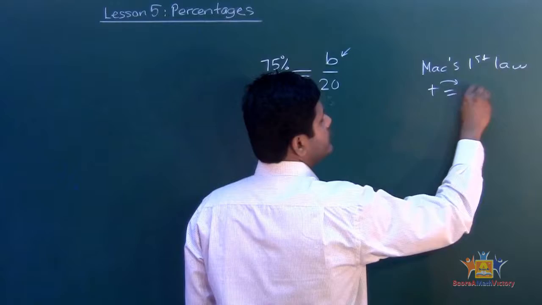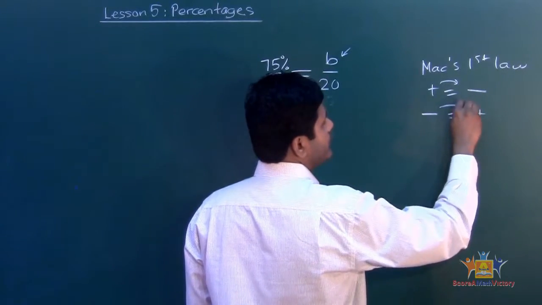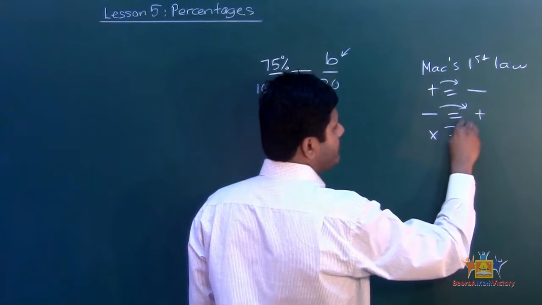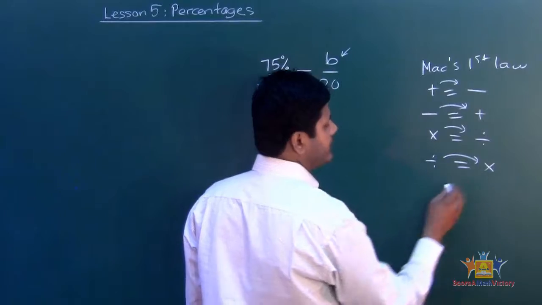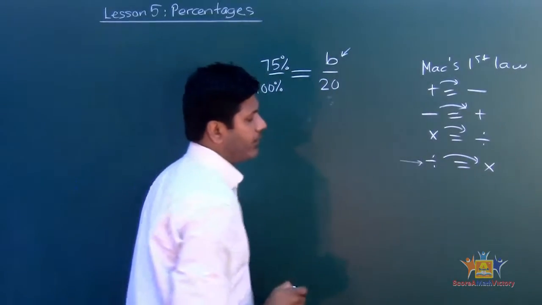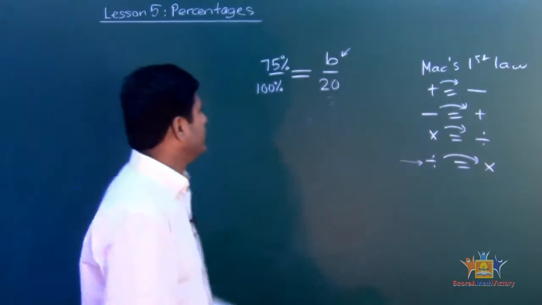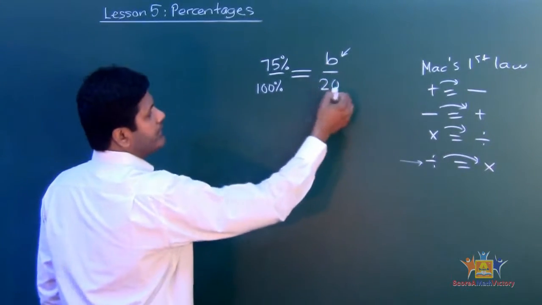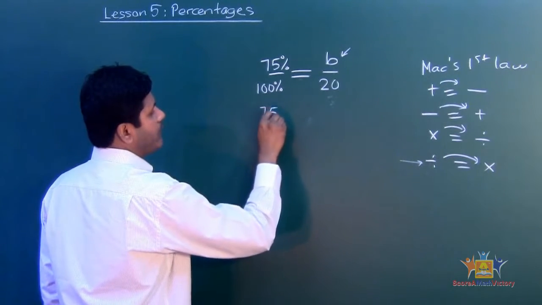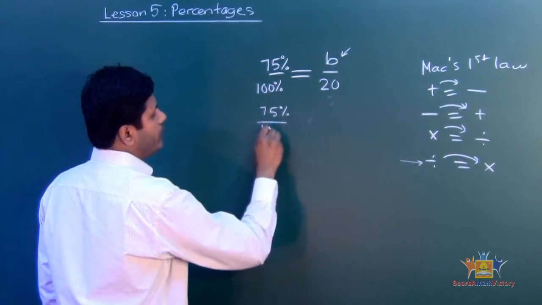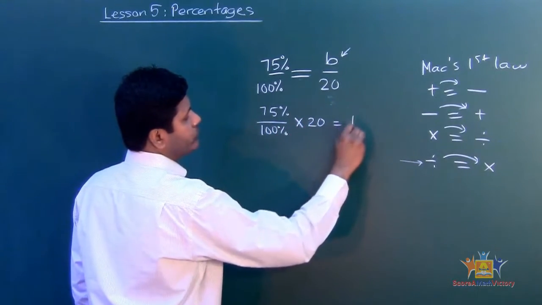Addition cross the bridge becomes subtraction. Subtraction cross the bridge becomes addition. Multiplication cross the bridge becomes division. Division cross the bridge becomes multiplication. We're going to use this one right there. Division cross the bridge becomes multiplication. Alright, so we're going to move this 20, which is dividing, across the bridge. So that becomes 75% over 100% times 20 equals B.